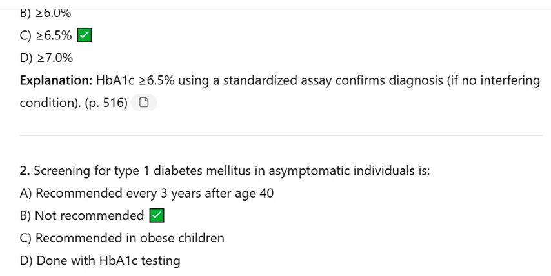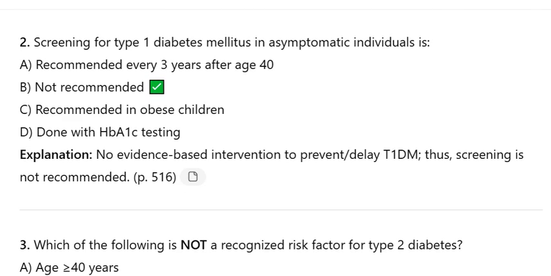P516. 2. Screening for type 1 diabetes in asymptomatic individuals is A, recommended every 3 years after age 40. B, not recommended. C, recommended in obese children. D, done with HbA1c testing. Explanation. No evidence-based intervention to prevent or delay T1DM. Thus, screening is not recommended.